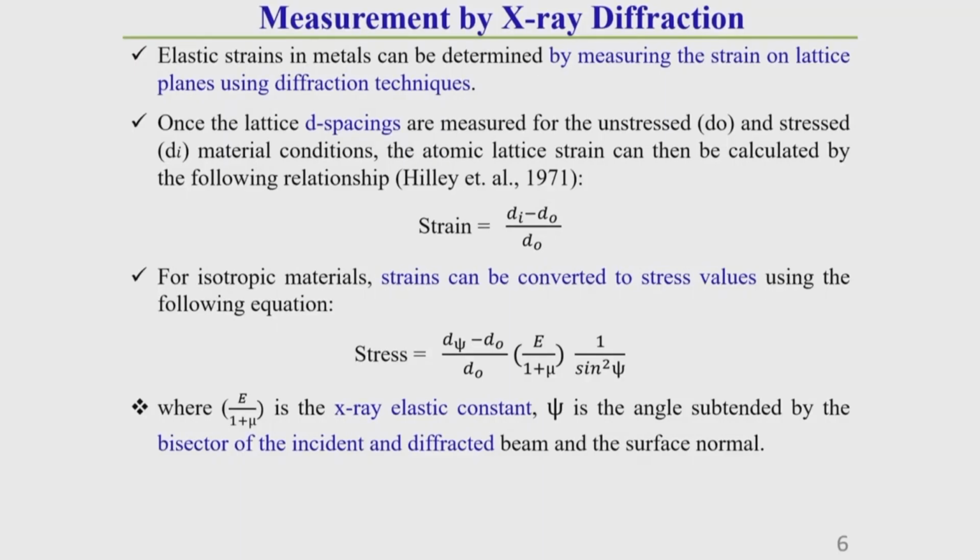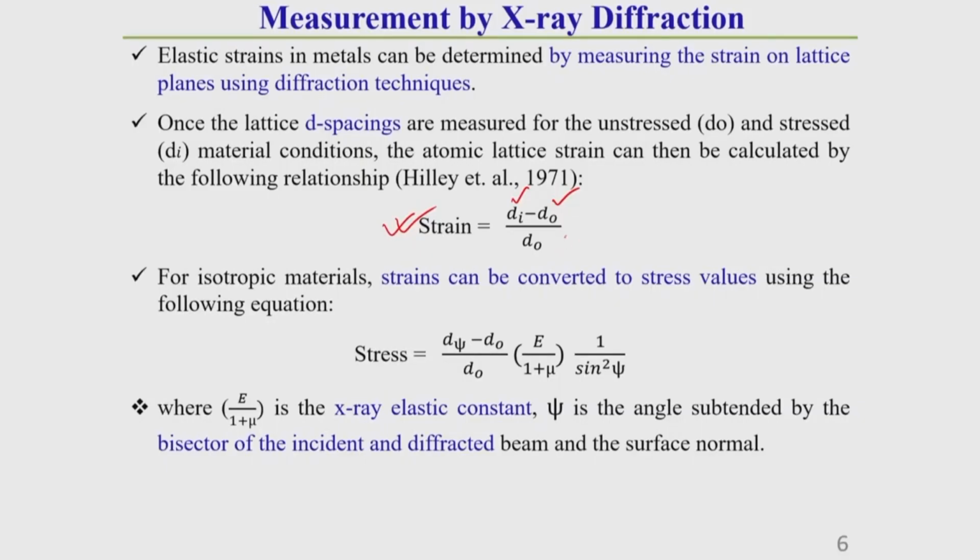So, that I am going to show. Let the stress-free specimen have a d spacing of d 0, and let the stressed specimen have a d spacing of d I. Once we know d I and d 0, we can easily find the elastic strain between the two lattice plane layers. It will be d I minus d 0 divided by d 0. This is the strain due to the residual stress present inside the specimen.